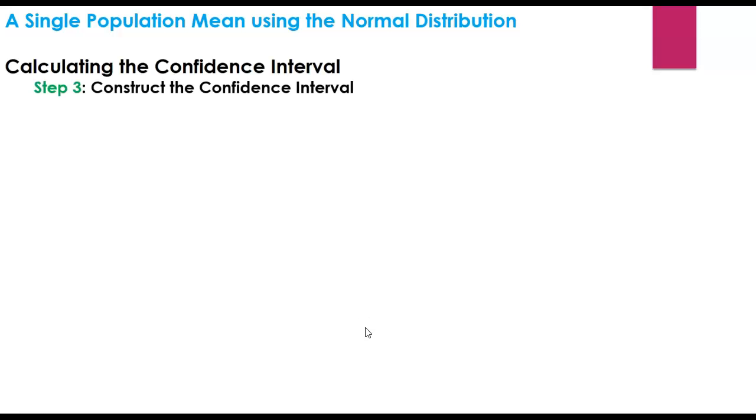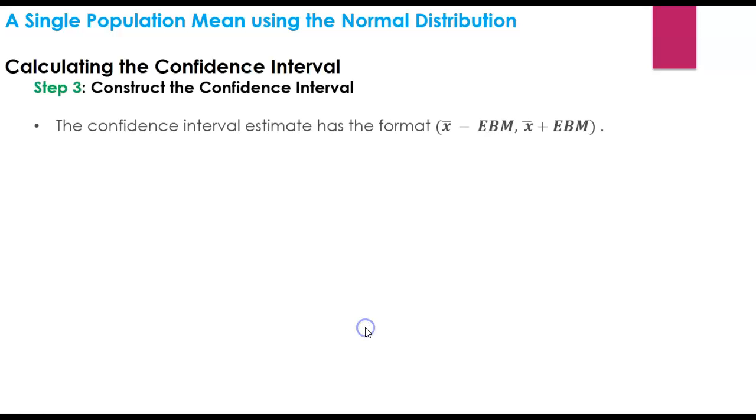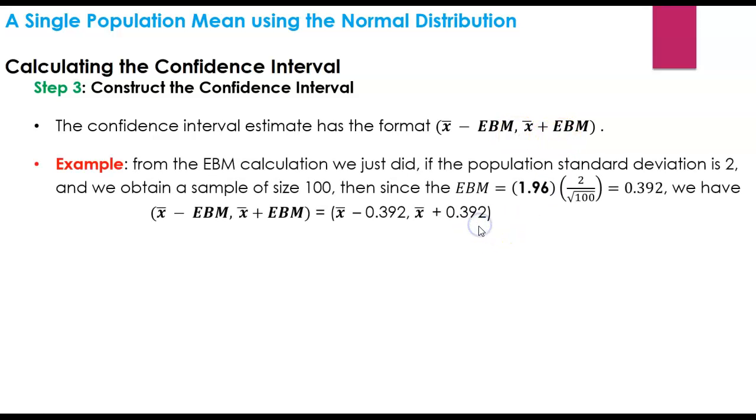Step 3, constructing the confidence interval. This is the easy part. The confidence interval is simply of the format x bar minus EBM, comma x bar plus EBM. Example, from the EBM calculation we just did, if the population standard deviation was 2 and our sample size 100, then since EBM is 0.392 from the previous calculation, we will have x bar minus 0.392, x bar plus 0.392. I didn't give you x bar in this case, so we don't have an actual computed value.